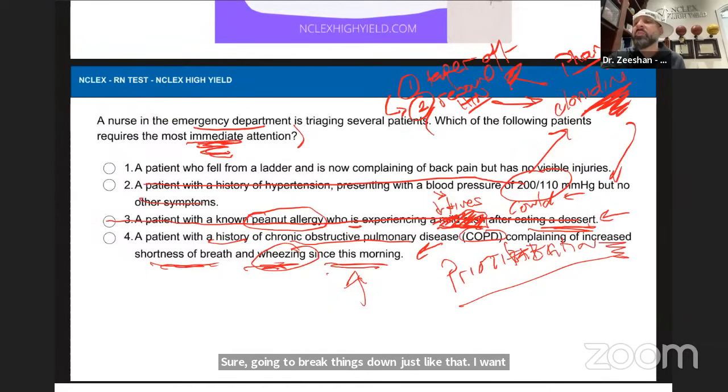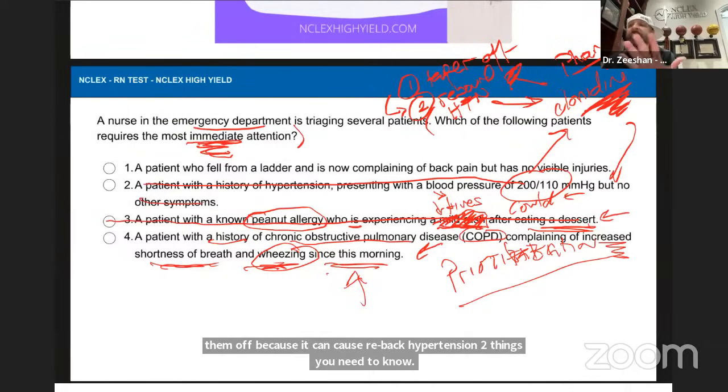The second point is it can cause rebound hypertension. So you've got to taper them off because it can cause rebound hypertension. Two things you need to know. Cool.